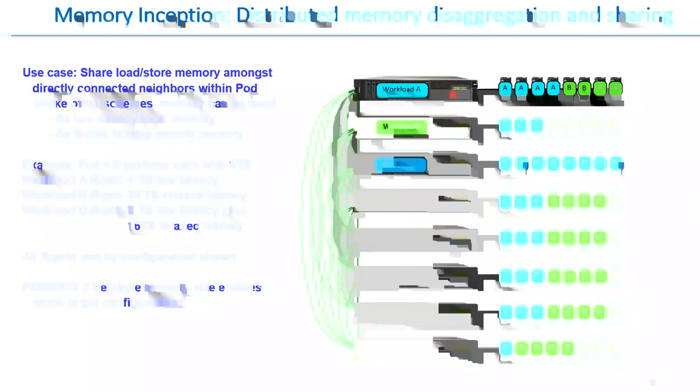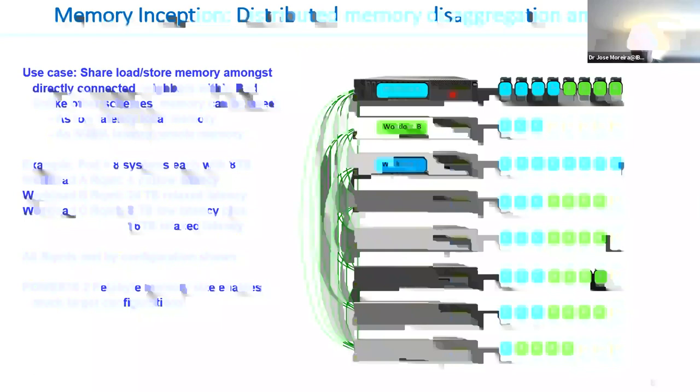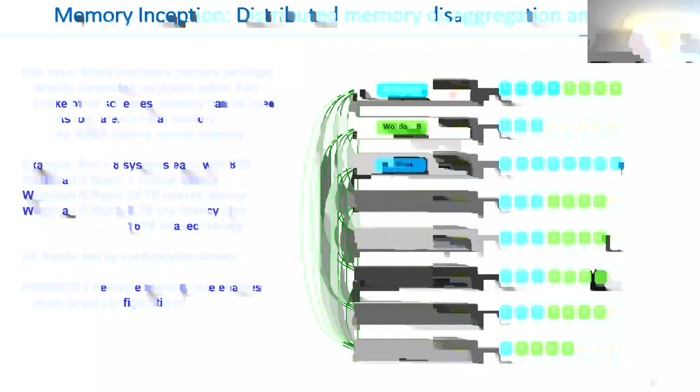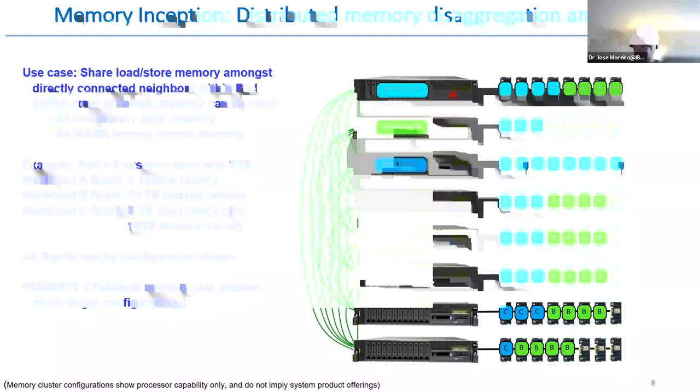Well, I think that's very good input going forward, right? When we do Power 11, should we consider making memory inception portable across? Your comment makes me think we should, and I need to see what the plan is for that. Also, I want to emphasize again, the hardware is there. We built the hardware in Power 10, but we don't have the software enablement yet. So we're working with some partners to get that enabled. So who knows? I can't give you a date, right?